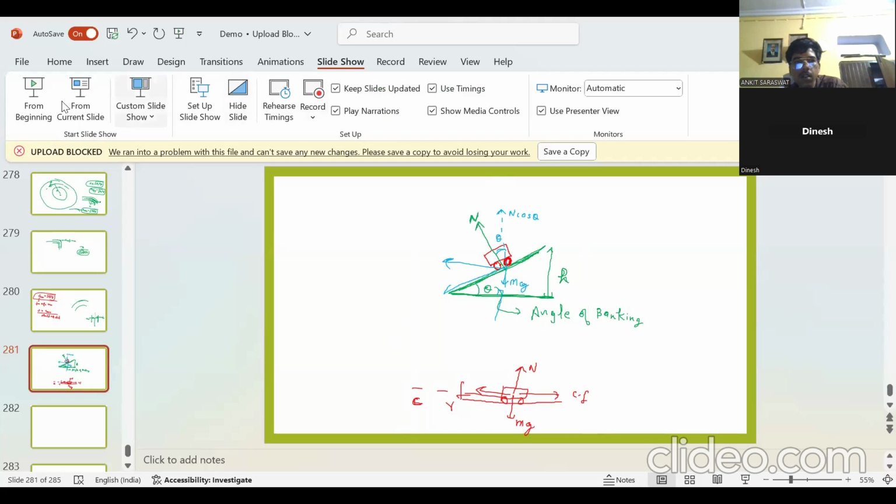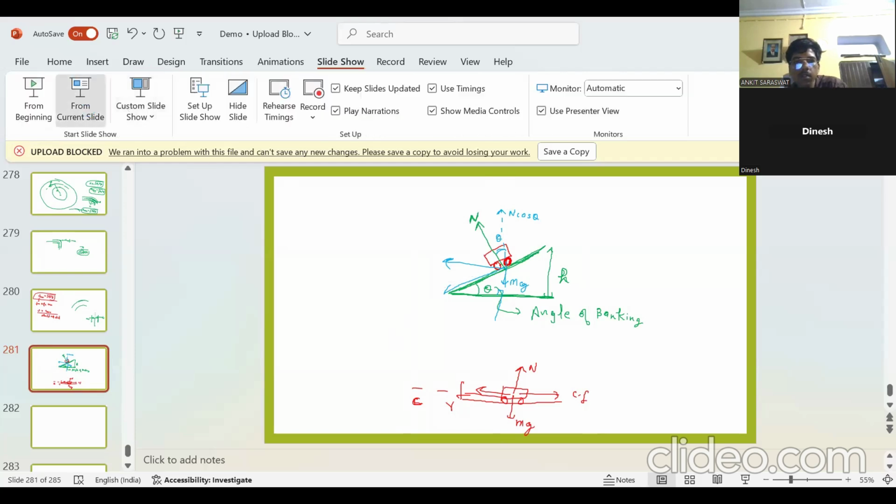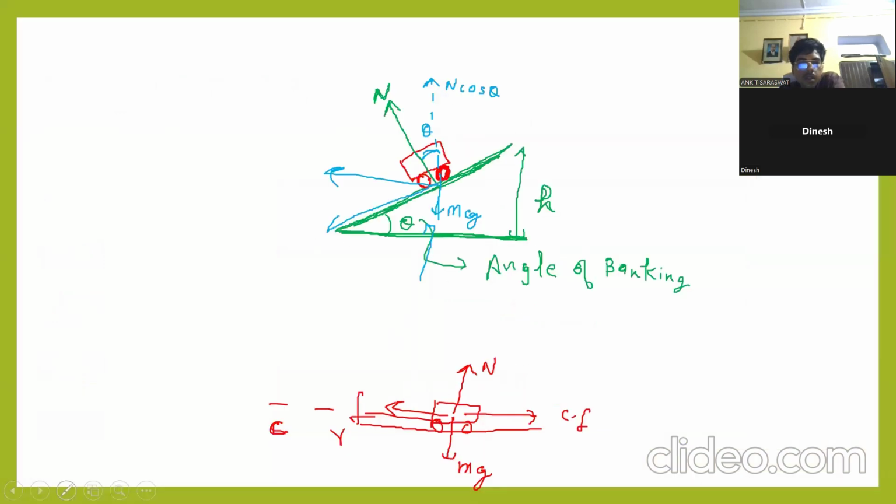Wait. I think I should use eraser. No. Okay. Clear? This is not Okay, in this sir. direction. One n cos theta, one is n sin theta. One. This is n sin theta. Okay.